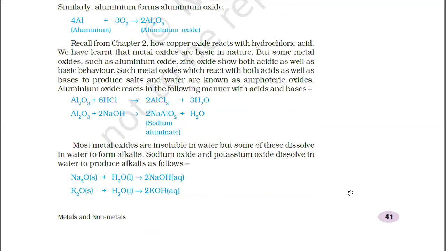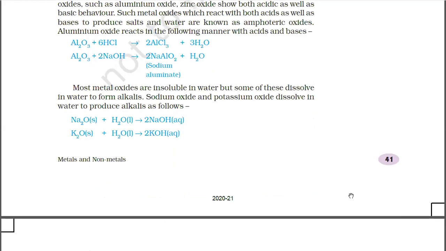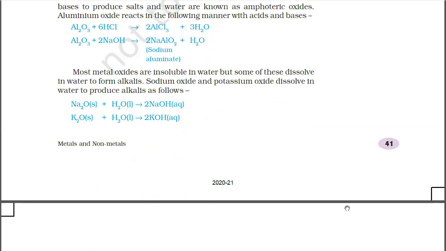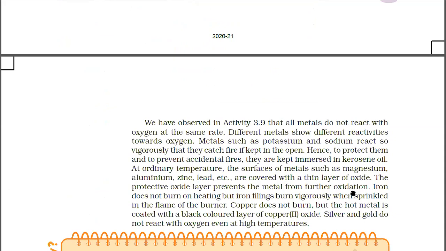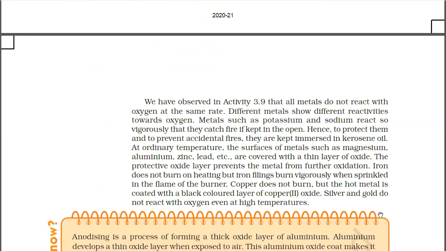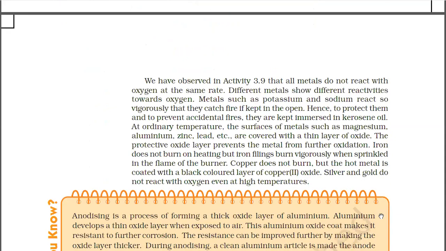Most metal oxides are insoluble in water, but some of these dissolve in water to form alkalis. Sodium oxide and potassium oxide dissolve in water to produce alkalis as follows. Na2O plus H2O gives 2NaOH. K2O plus H2O gives 2KOH. We have observed in activity 3.9 that all metals do not react with oxygen at the same rate. Different metals show different reactivities towards oxygen.